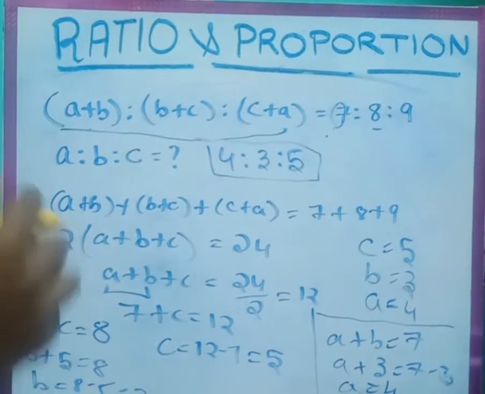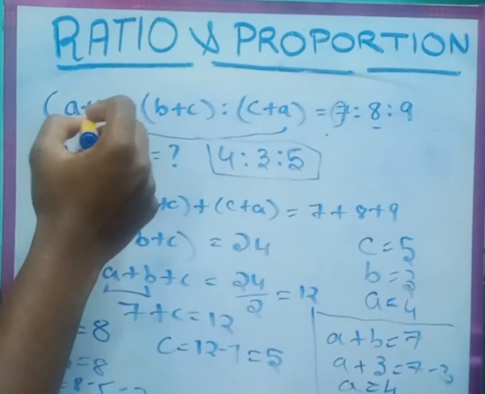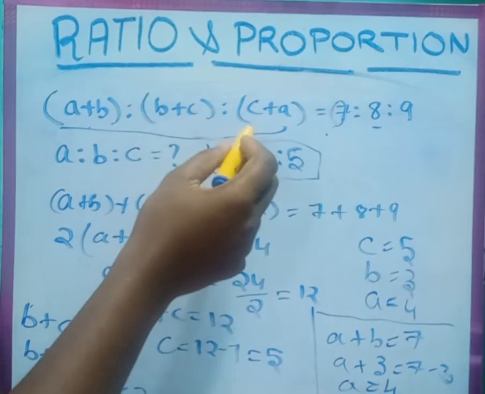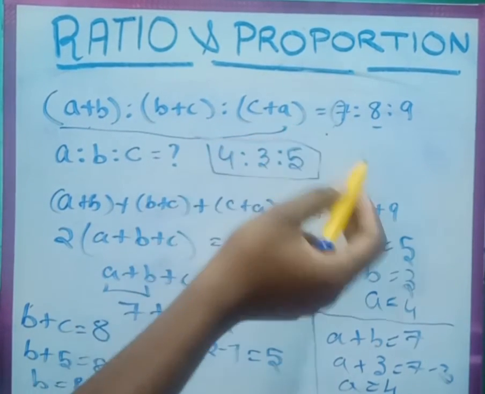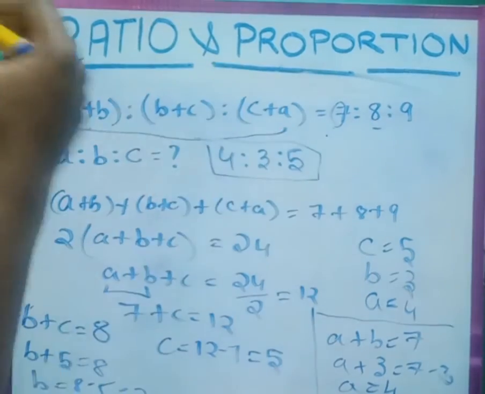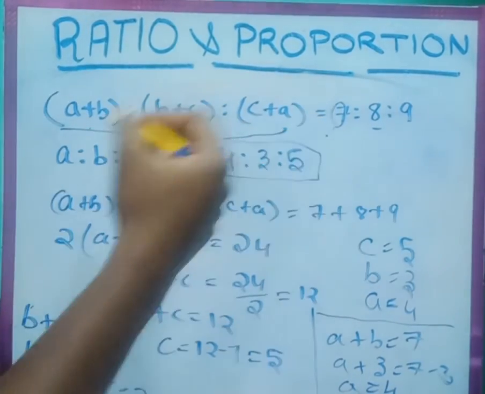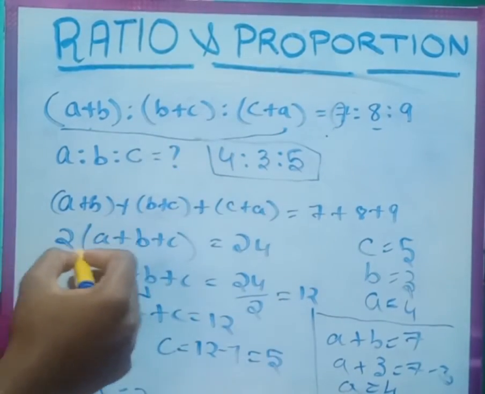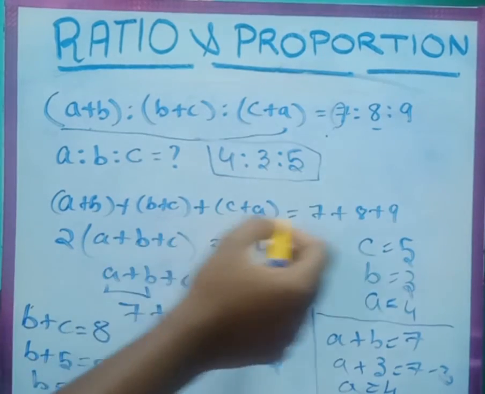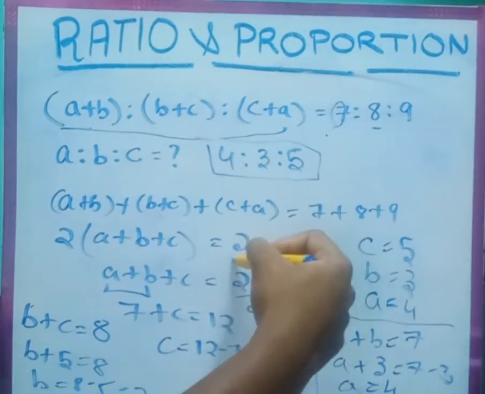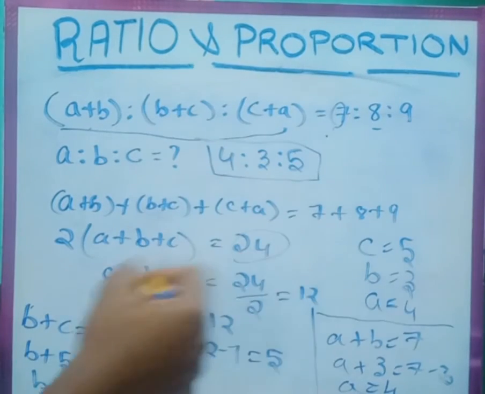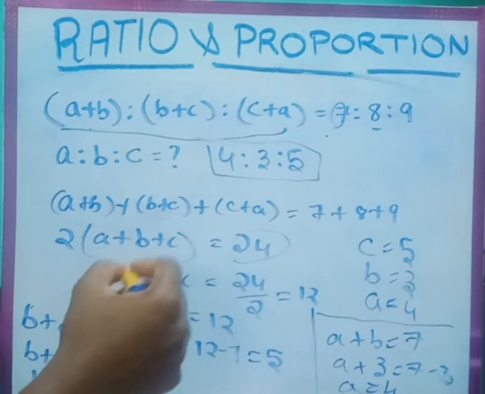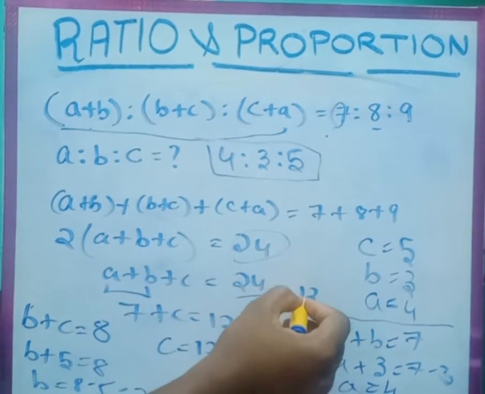So what we did, we got the value. See, we have a question like a plus b is to b plus c is to c plus a equals to 7 is to 8 is to 9. So what we did, we added these ratios together. When we add them, we get an expression like 2 times a plus b plus c, and when we add these ratios, we get a value of 24. Then further solving, we have to find the value of a plus b plus c together. So we got it as 12, right?